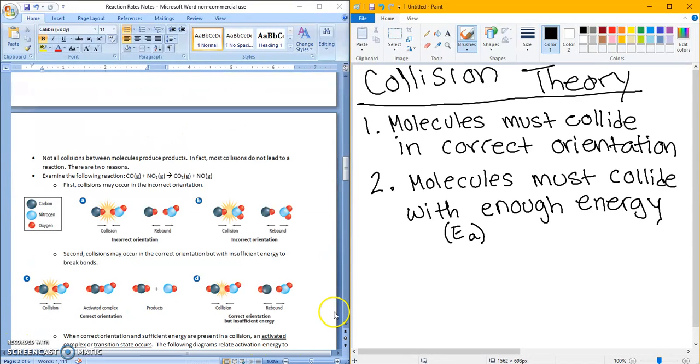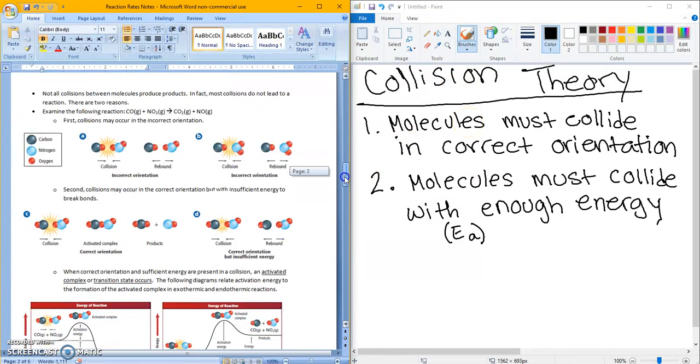All right, so collision theory has two main parts. Molecules have to collide in the correct orientation for a reaction to occur, and they have to collide with enough energy. We call that activation energy. So if you looked in your diagram, carbon monoxide and nitrogen dioxide, if they face each other in the wrong way with the negatives coming towards each other, they're going to repel and break apart. They're not going to react.